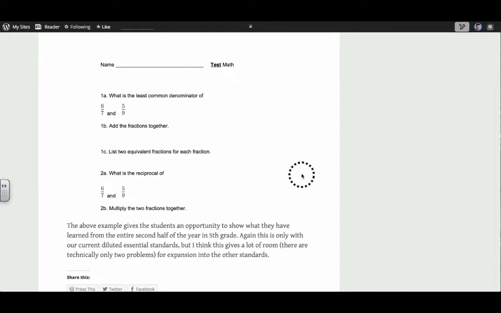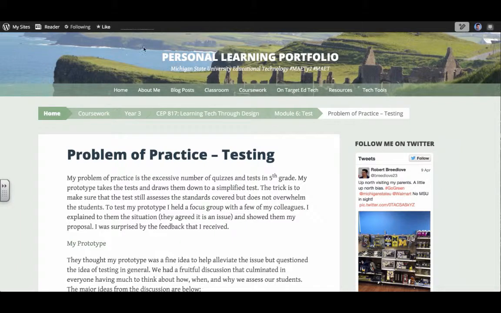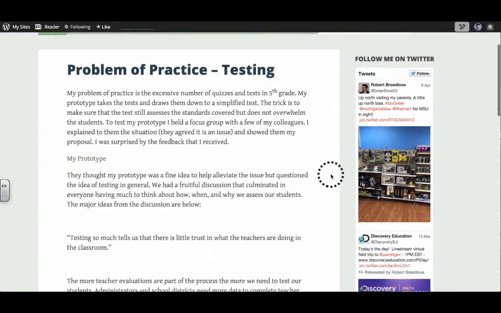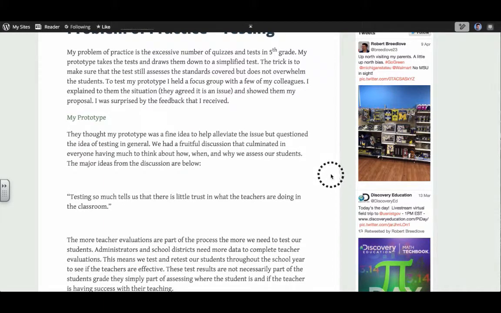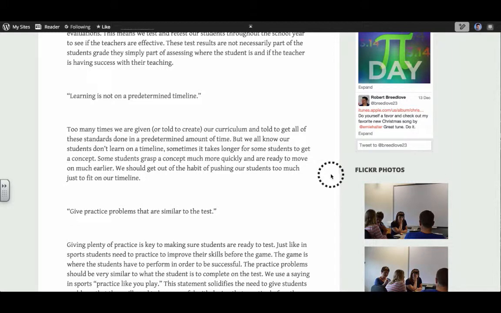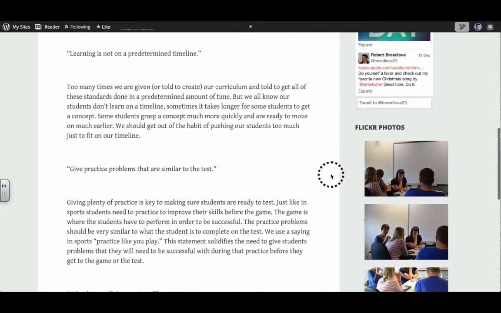For my problem of practice testing, I held a focus group with my colleagues, and I was pretty surprised with the answers. I showed them my prototype, like I just showed you, and got their feedback. Learning is not on a predetermined timeline. That just means that students can't be put on a timeline. You can't give them a certain amount of time to learn something. Some students take a little bit longer. Some students don't take as much time.